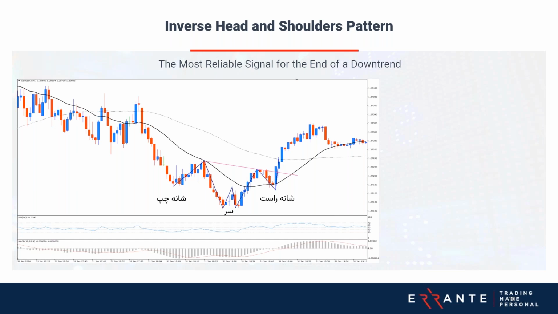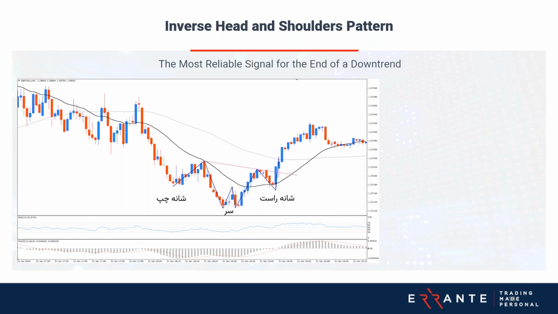Okay, let's begin from here. The inverse head and shoulders pattern, as you see on this slide, much like its counterpart, is composed of three distinct, let's say, bottoms, with the middle one, the head, being the lowest. So this formation is crucial because it indicates a weakening downtrend and the increasing possibility of a reversal.